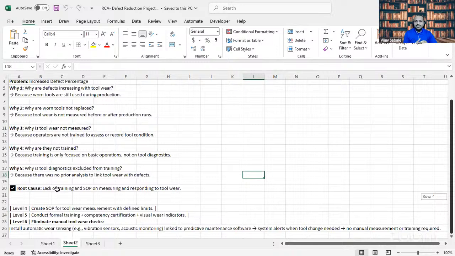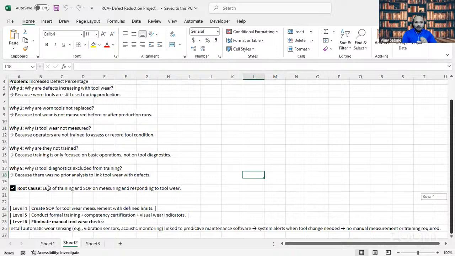We can say that there must be a system, right? There must be the basic thing that whenever you are going to use the tools, the operators who are going to work must have this knowledge, right? Must have some kind of training. So it is the system loophole, right? It's a basic condition, so it is the poor basic conditions.